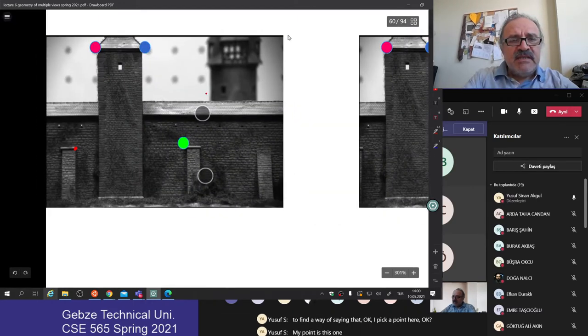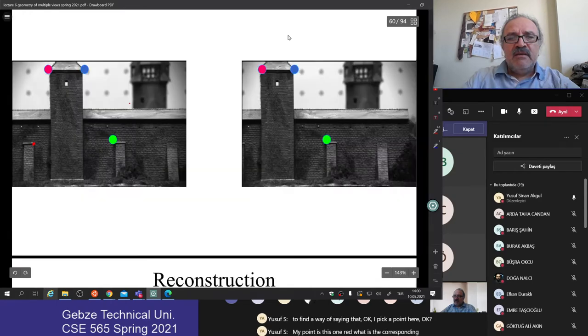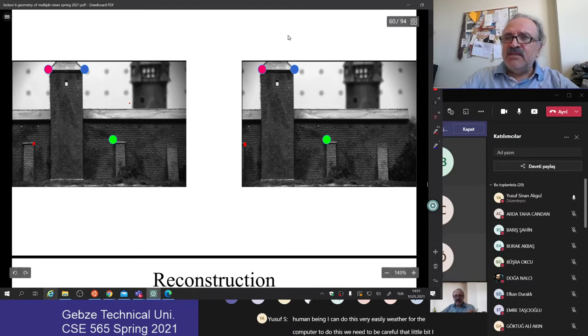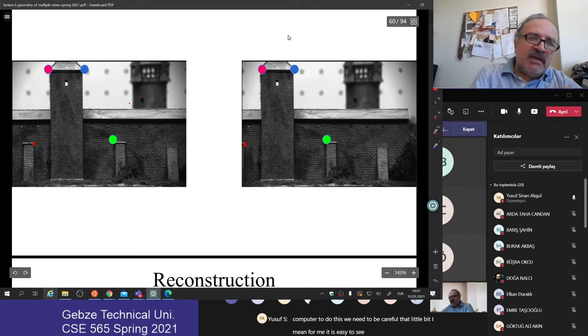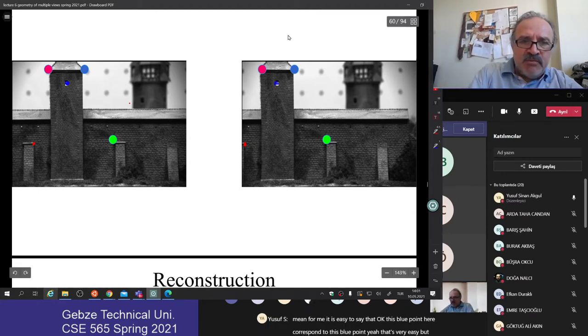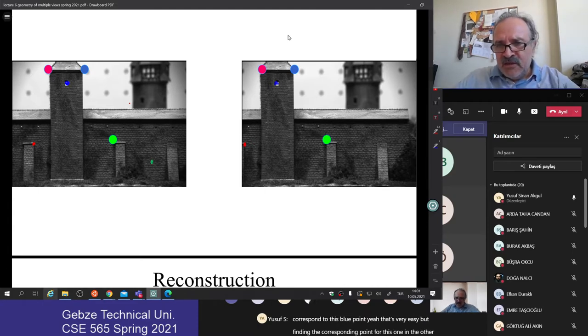What is the corresponding point on the other image? It looks like it is this one. As a human being, I can do this very easily, but for a computer to do this, we need to be careful a little bit. For me, it is easy to say that this blue point here corresponds to this blue point. Yeah, that's very easy. But finding the corresponding point for this one in the other image is not that easy.